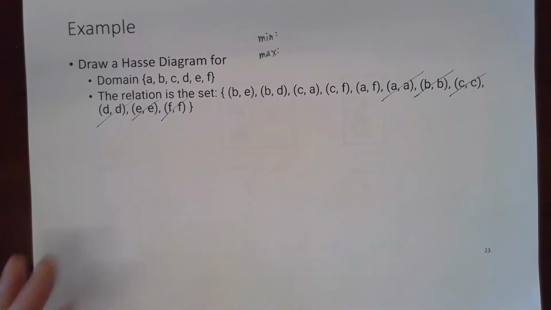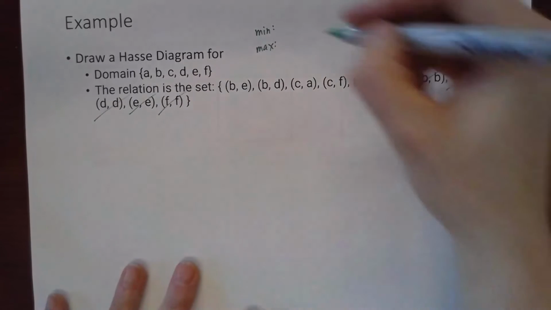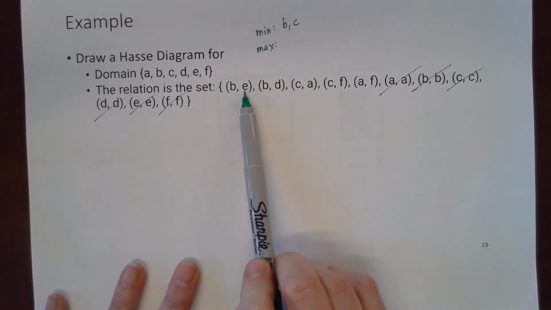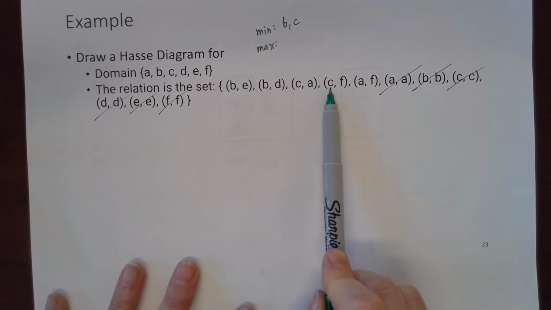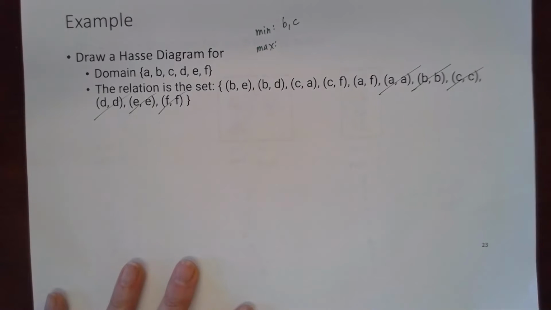Okay. So to find a min, are there any of these where there's only things coming out and never anything coming in? B and C. Okay, so B has stuff coming out, and you look, B never appears in the second position of an ordered pair. It doesn't have anything coming in. C has stuff coming out, but if you look at the second position, there's never a C there, never anything coming in. Okay. A maximum, is there anything that only ever occurs in the second position and never in the first?